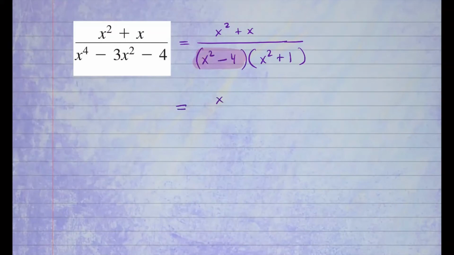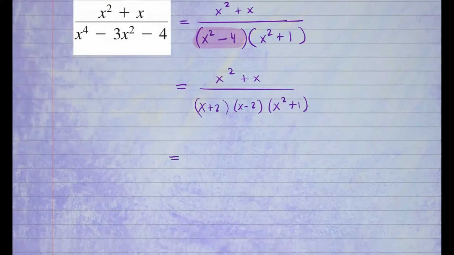So this is equal to x squared plus x over x plus 2, x minus 2, and x squared plus 1. So x squared plus 1, this is it. This doesn't factor further on the real line. So this can be decomposed into the following. Since I have 3 denominators, I need 3 smaller fractions. So here's the first, here's the second, here's the third. I will write one with x plus 2, another with x minus 2, and this one with x squared plus 1.